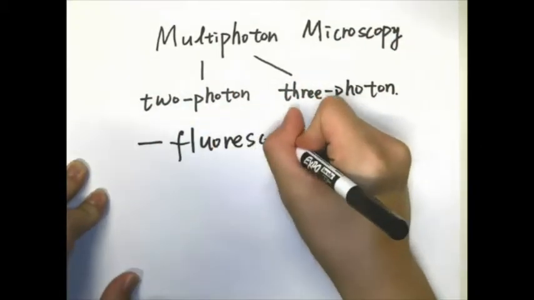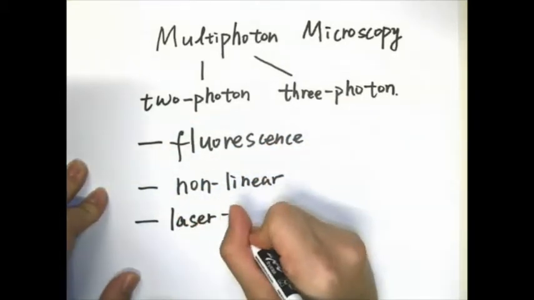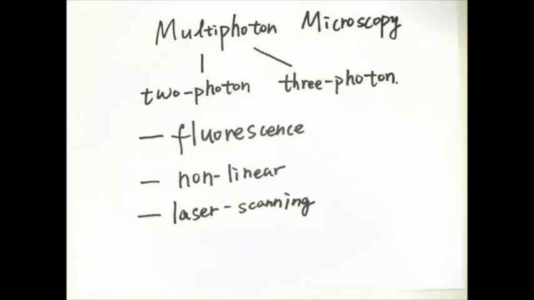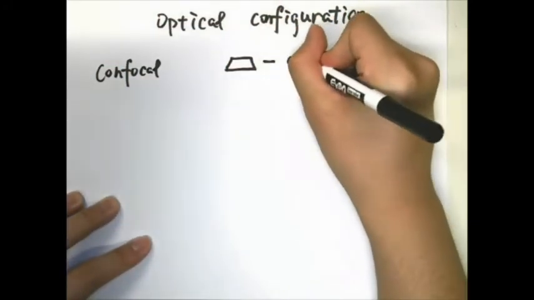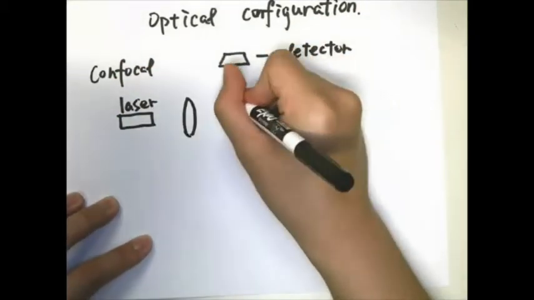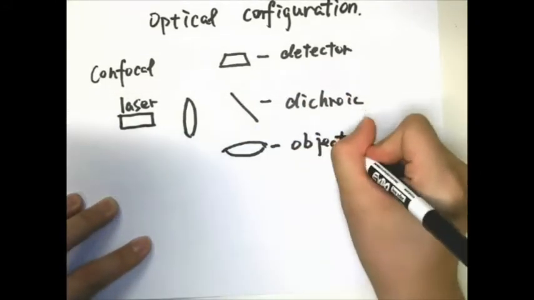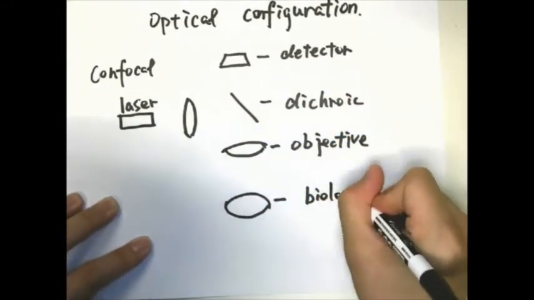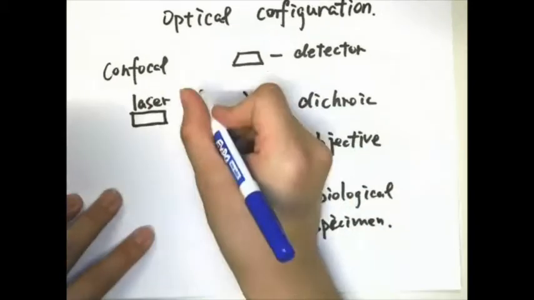Although there is non-fluorescence use of multiphoton microscopy, it is mostly used in fluorescence biological nanoimaging. It is a nonlinear process with the use of high-power laser pulses, and it utilizes laser scanning to obtain images. The optical configuration of multiphoton microscopy is almost the same as confocal microscopy, with only a few differences. For commonly used fluorophores, the laser produces excitation light with wavelengths of about 500 nanometers.